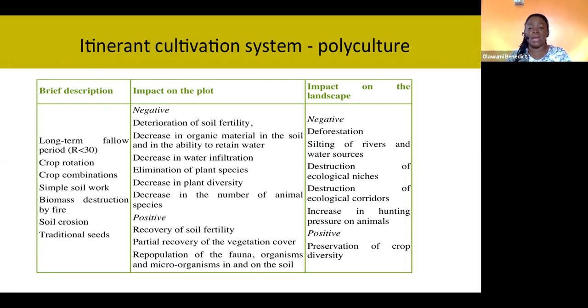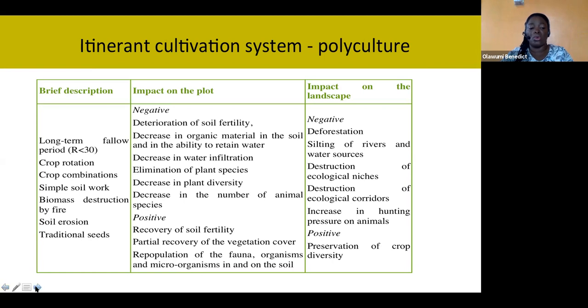But on the larger landscape, the positive impact is preservation of crop diversity, because the farmers can grow their own seeds. Then they are able to grow a lot of the crops that they want, because it is culturally acceptable to them. And those crops are also very good for that area, so they grow very well there. So these are the impacts both on the plot level and on the landscape level, both negative and positive.